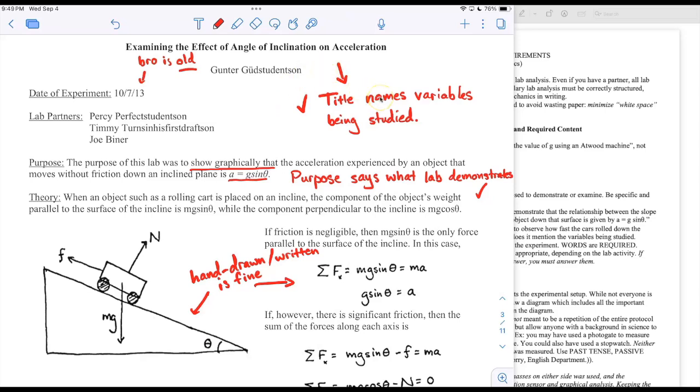His title is of the right kind, right? It uses science words, and the title gives the names of the variables being studied. The purpose says what the lab's supposed to demonstrate, right? It doesn't just say, we rolled a cart down an incline, which is what they did in this hypothetical laboratory. That's not really a purpose, right? The purpose of the lab is not necessarily what you did, it's what the lab is supposed to demonstrate.